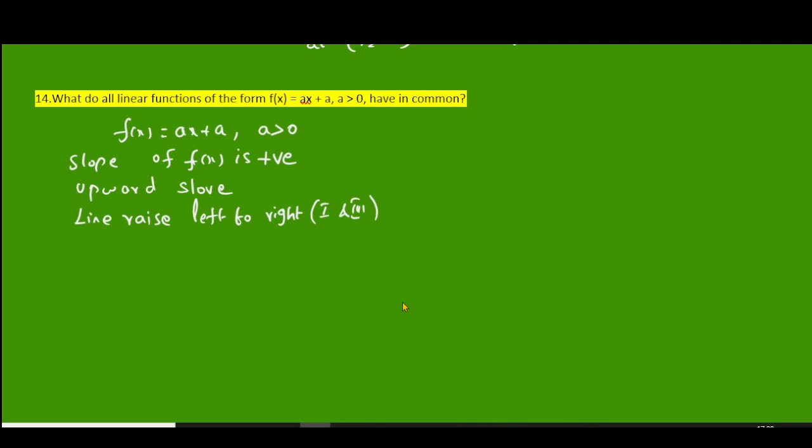Then what is the next observation? Our y-intercept. The y-intercept is a, in the place of b, a is there. So the y-axis point is 0 comma a. For the y-axis point, x is 0, so we get 0 comma a.